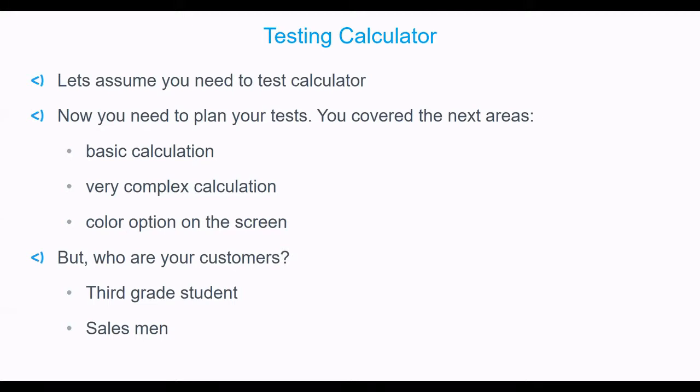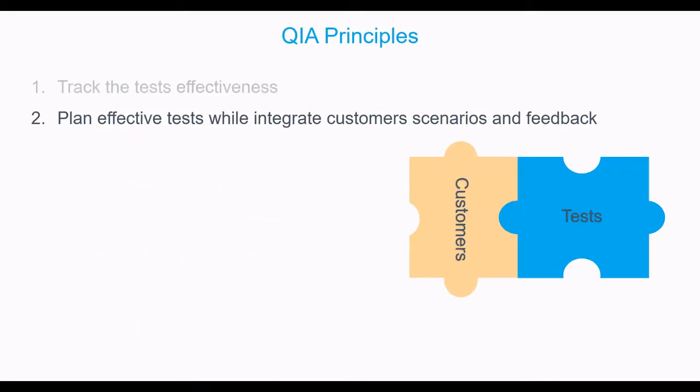In addition, if you don't cover what the customer is looking for, it means that the tests are effective, but they are not enough. We don't have enough tests. We need to increase the safety net. So the second principle is to plan effective tests while integrating customer scenarios and feedback all the time in your test execution and test planning.